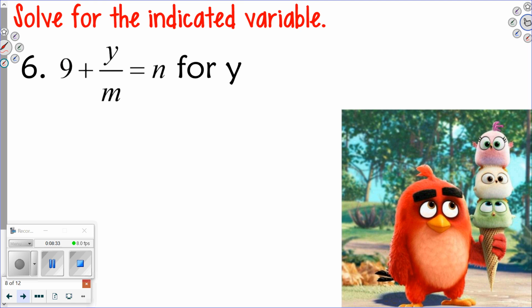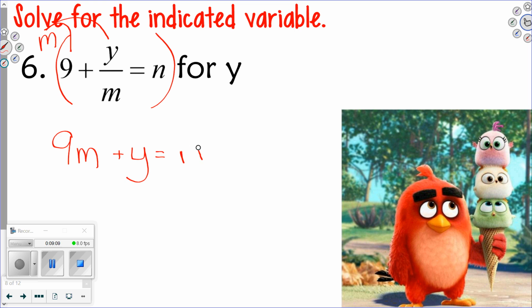Number 6, solving for y. What do you notice right away? I noticed an n, yes. What else did you notice? We have a fraction, right? So we should multiply everything by m. So m times 9 is 9m. When I multiply the m here, it's m divided by m. They cancel each other out, right? It's 1. So I just have a y equals mn.